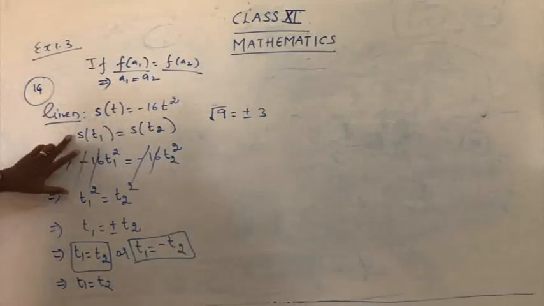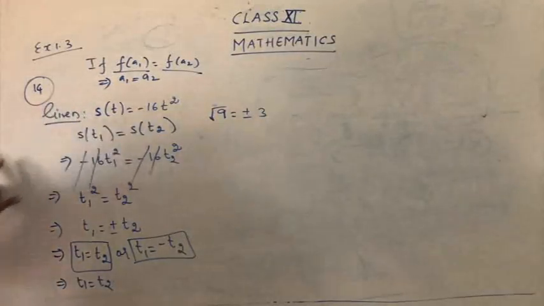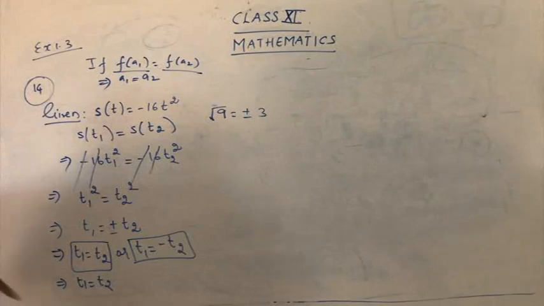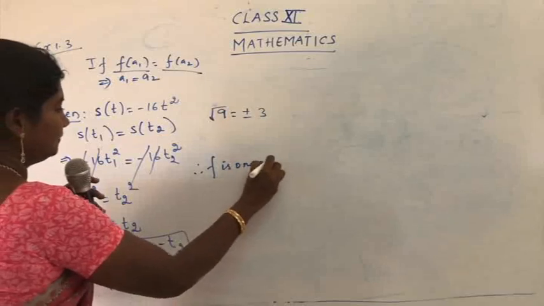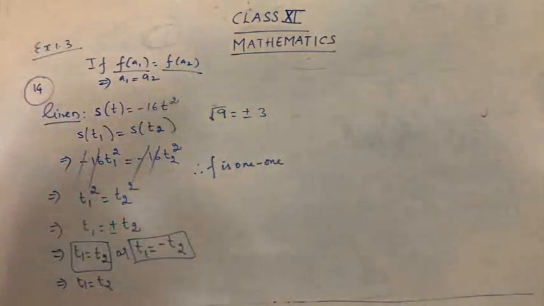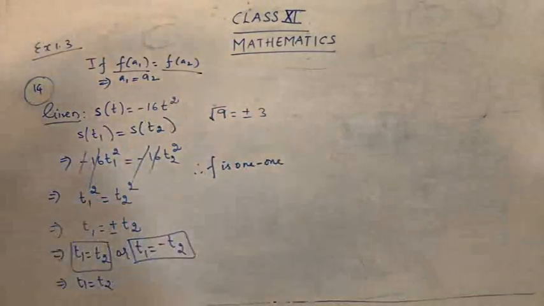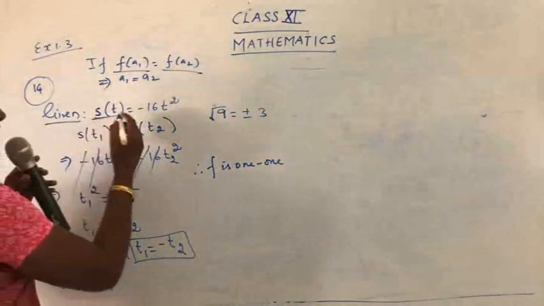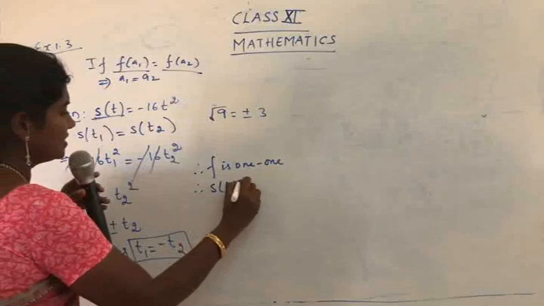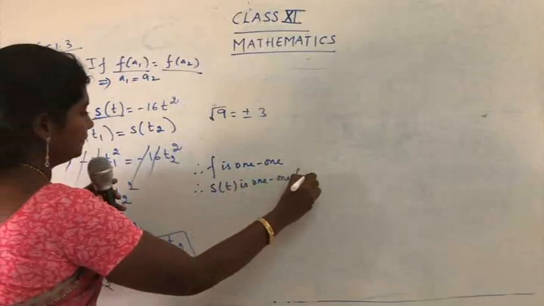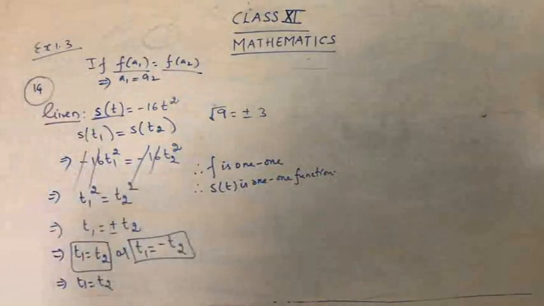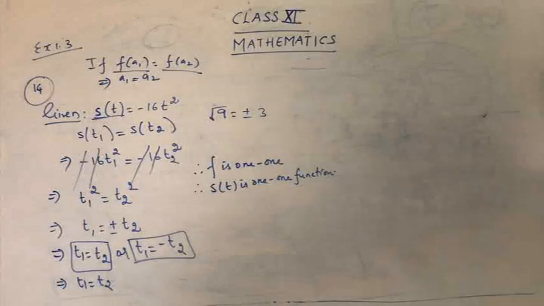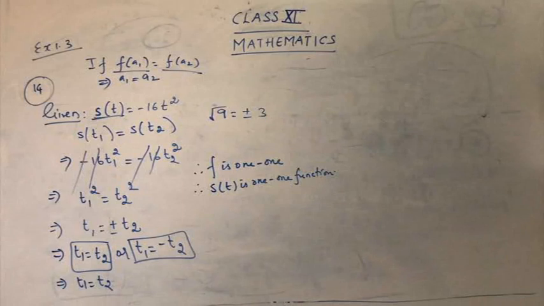So I started from S of T1 is equal to S of T2 and I have got here T1 is equal to T2. So this says the function is 1-1. Here what is the function? Here the function is s of t. Therefore s of t is a 1-1 function. Here they have taken the function as s of t, so we will just put s of t in place of f. So s of t is a 1-1 function.